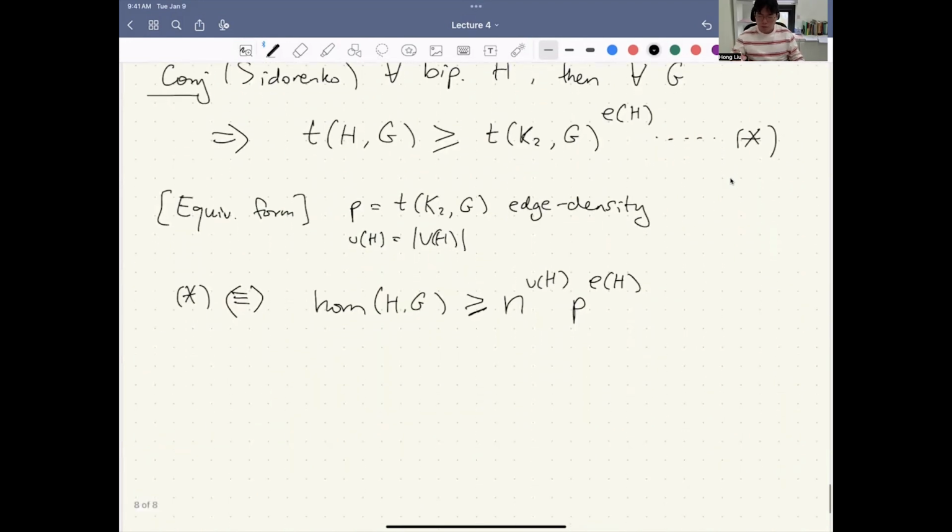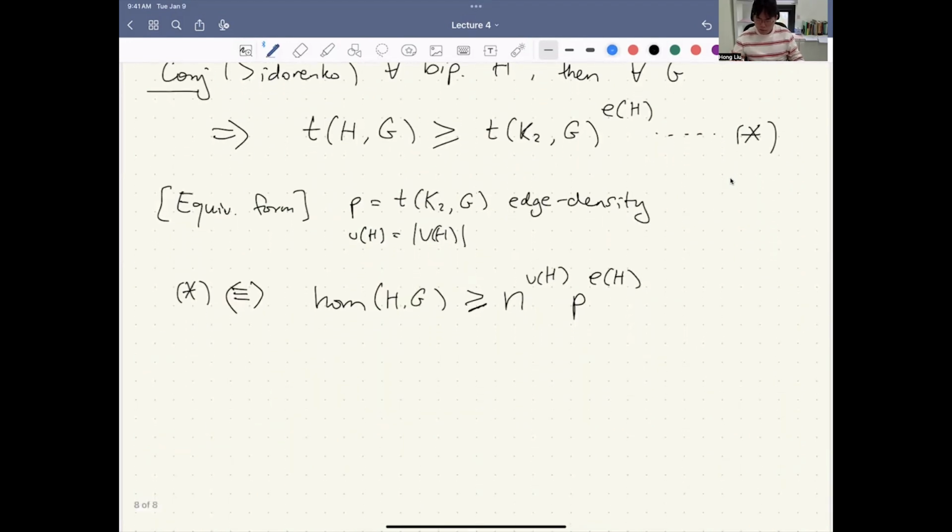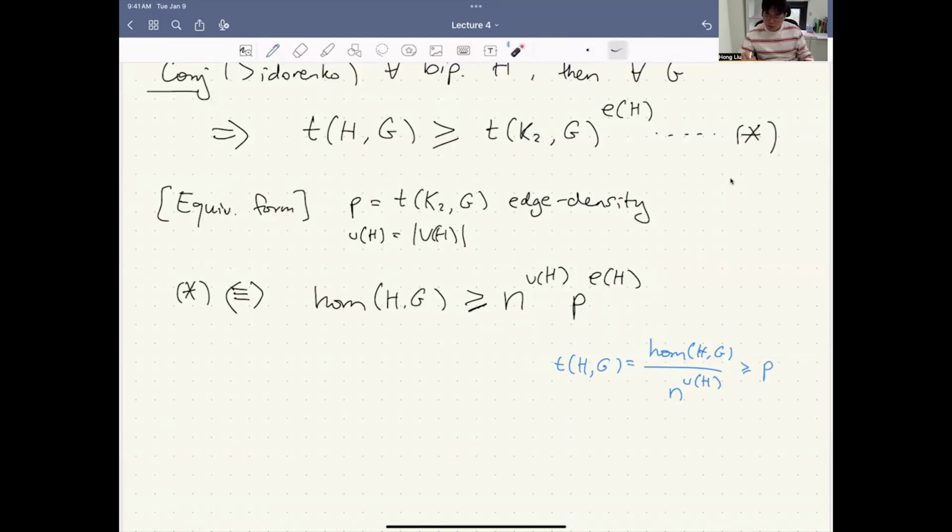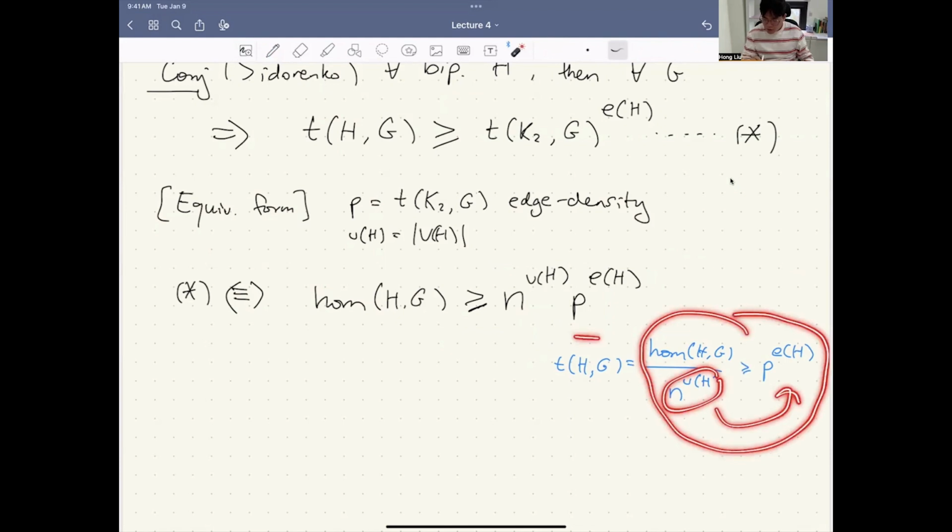Okay, this is because t(H,G) is what? Hom(H,G) divided by n to the v(H), right? So you want this to be at least p to the e(H), in this notation. Now just move this to the other side. That's this formulation.